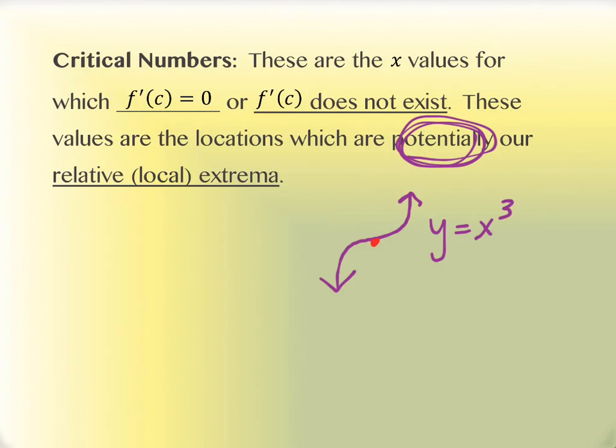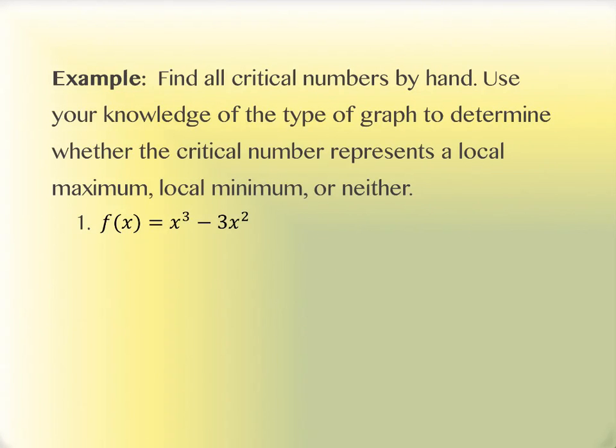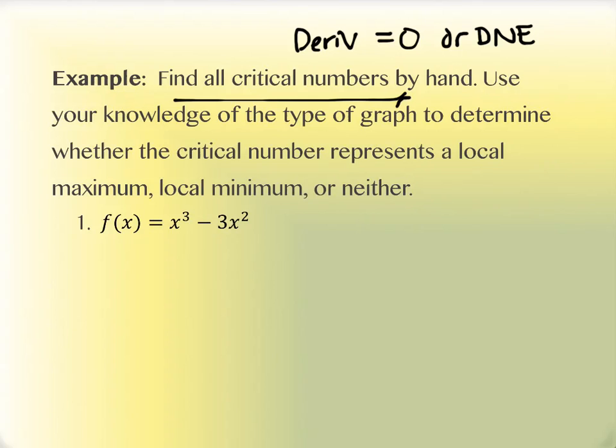All right, let's take a look at an example so you can see how this works. The directions say to find all critical values, or critical numbers, by hand. Use your knowledge of the type of graph to determine whether each critical number represents a local max, min, or neither. So we'll talk about how that works in a minute. But let's take a look at the first one. So finding critical numbers by hand means taking a derivative and setting it equal to 0 or equal to does not exist, depending on the function you're working with.